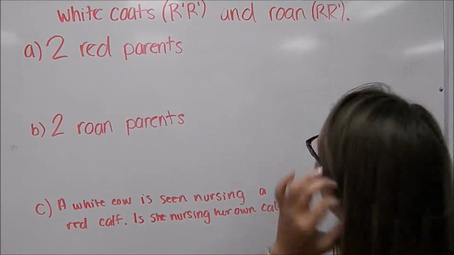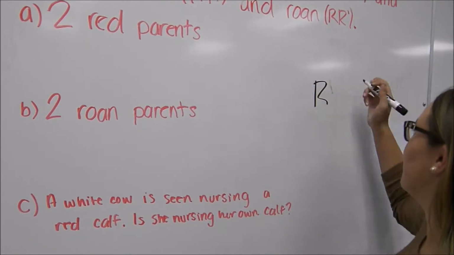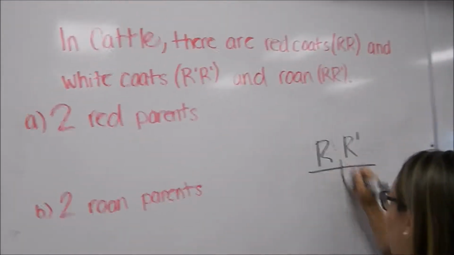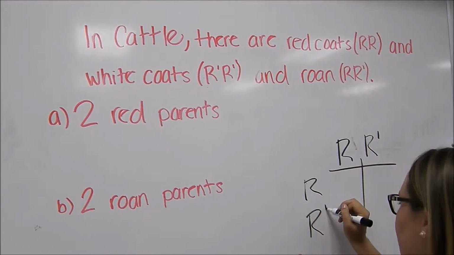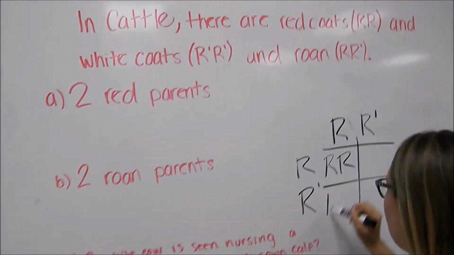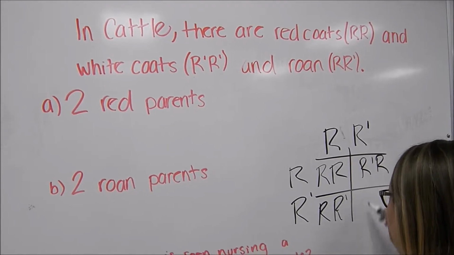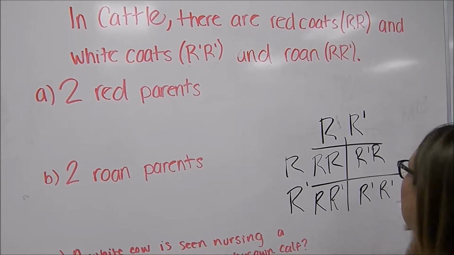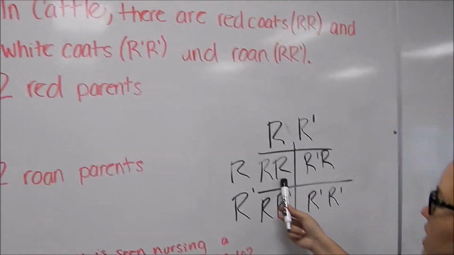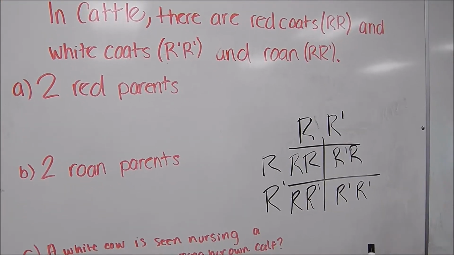Roan parents, and you would have R and R prime matched with R and R prime. And when you do this, you get big R big R, and then R and R prime, then R prime and R, and then R prime and R prime. So because of this, you would have 25% red, 50% roan, and 25% white.